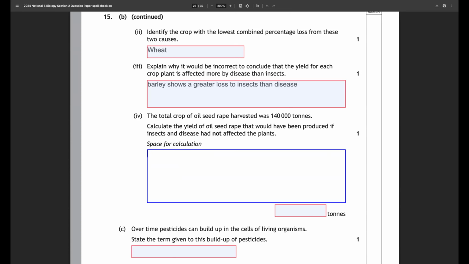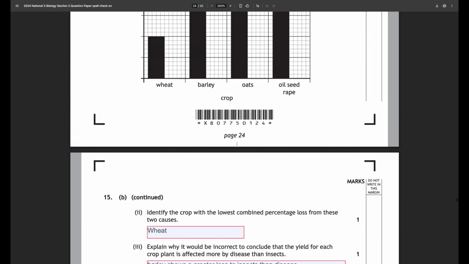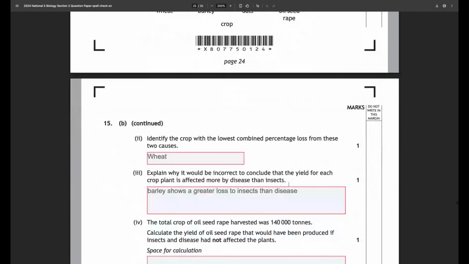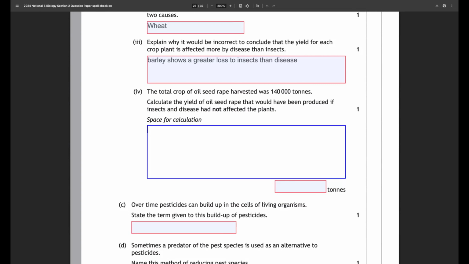Okay. Part 4, the total crop of the oilseed rape harvested was 140,000 tonnes. They calculate the yield of the oilseed rape that would have been produced if insects and disease had not affected these plants. So basically it's saying, what would it be if we hadn't had the loss? So let's see what the loss is. So it's 8 and 12, which is a total of 20% loss, okay? So we've got a 20% loss. Now, basically what we need to do is work out what it would have been if we hadn't lost 20%. So the first thing we're going to do is get the 140,000. That's how much we do have. And we're going to work out now, if 20% is lost to insects and disease, that means what we have here is 80%.